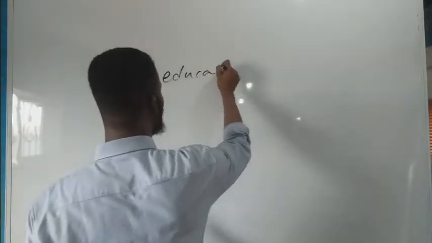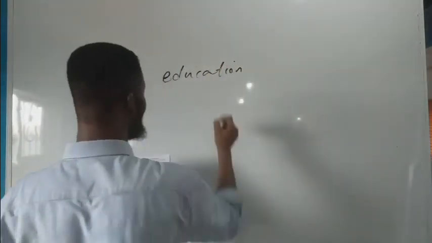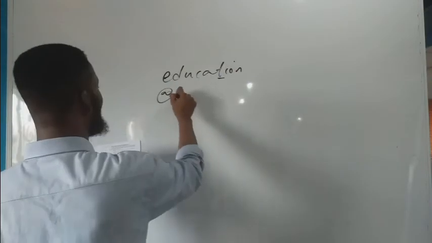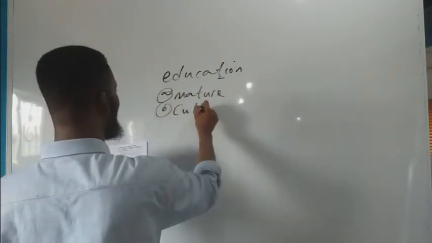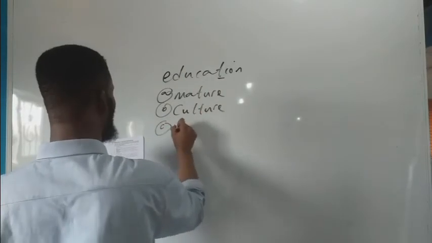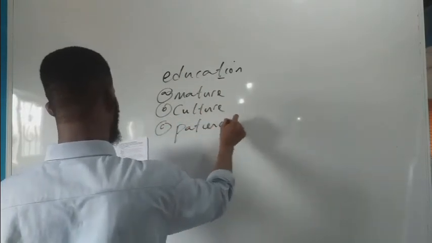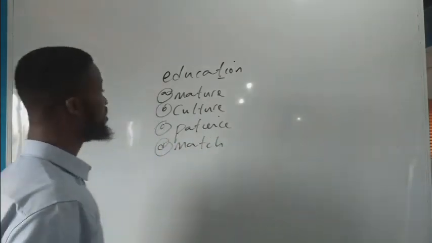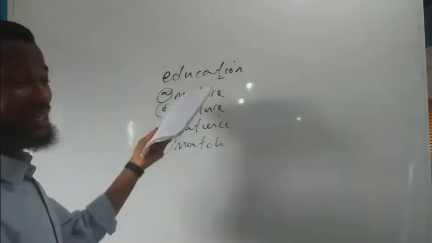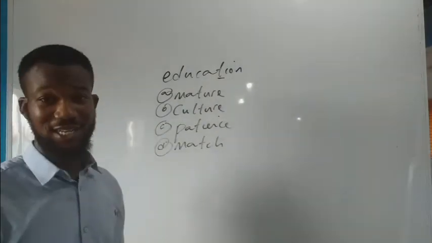Our next question is this: education, and the part that is on the line is the T. Option A, we have mature. Option B, we have culture. Option C, we have patience. And option D, we have match. The first thing we have to consider is, it's not about the letter that is on the line, it's about the sounds that the letter represents.